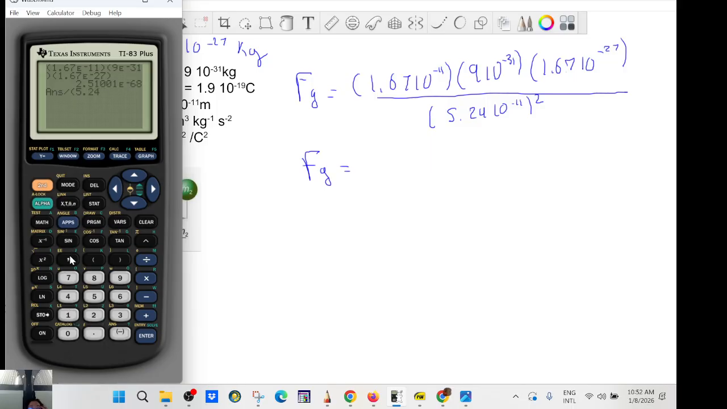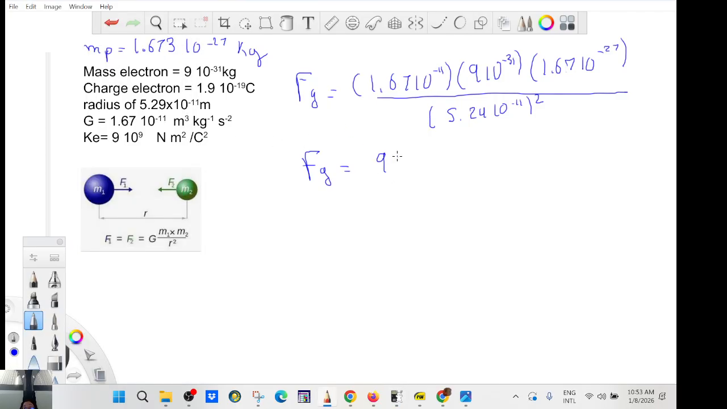5.24 times 10 to the negative 11, up, up, up. Did you get that? 9 times 10 to the negative 48. Okay, if you need help with the TI, let me know after. So, 9 times 10 to the negative 48.